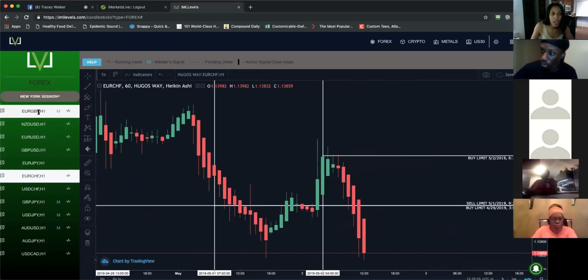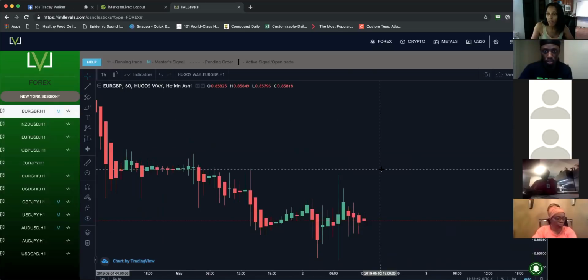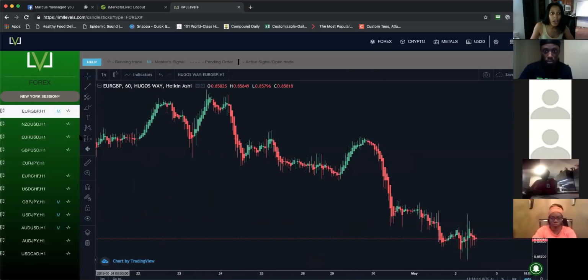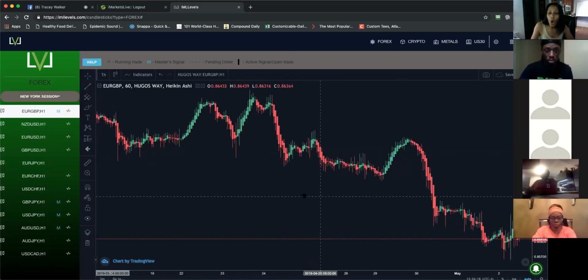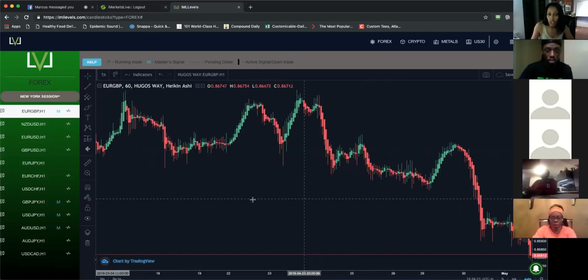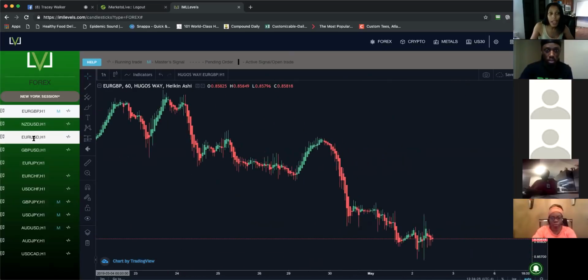Let's say this is Euro GBP. Everything is based on the hour chart. H1 stands for 1 hour, the hourly chart. You can see here this is 60 minutes, which means hour. These are Heikin-Ashi candles. So if we're looking here at Euro GBP, you guys can see there is no data, which means don't worry about that trade.